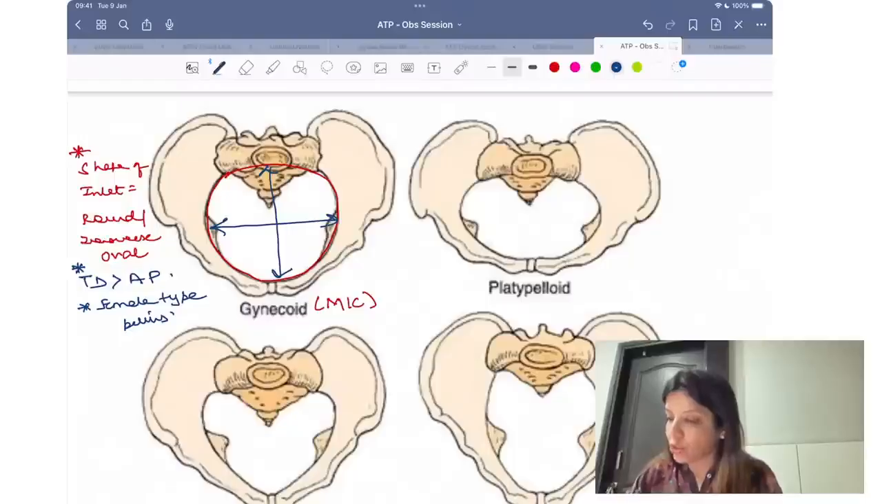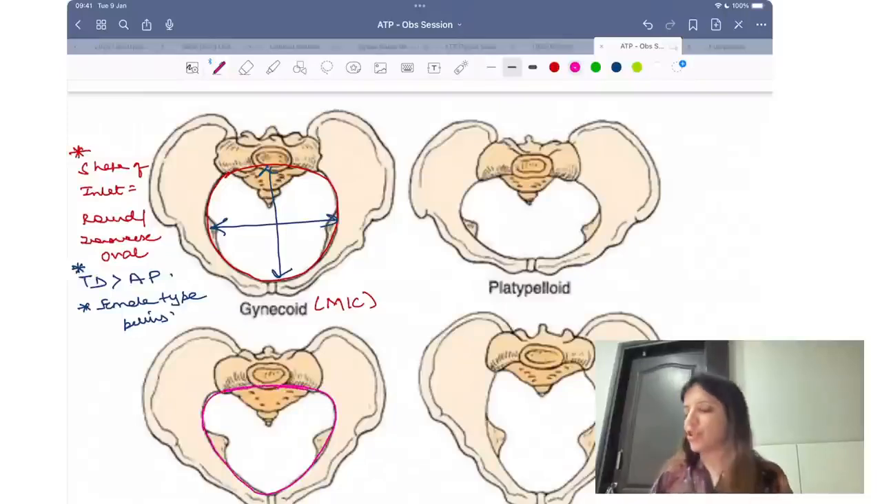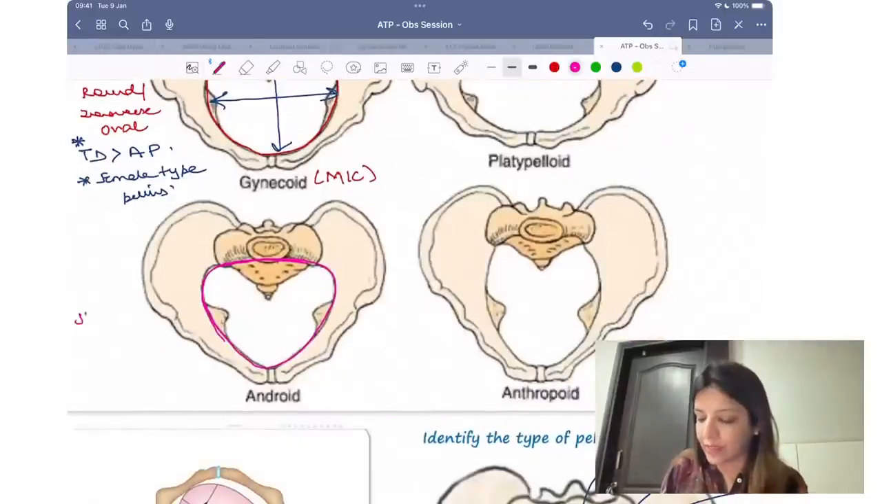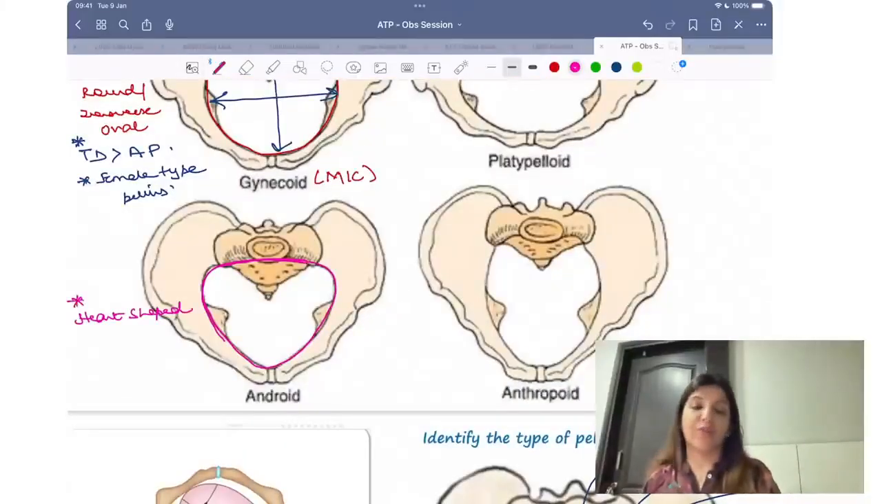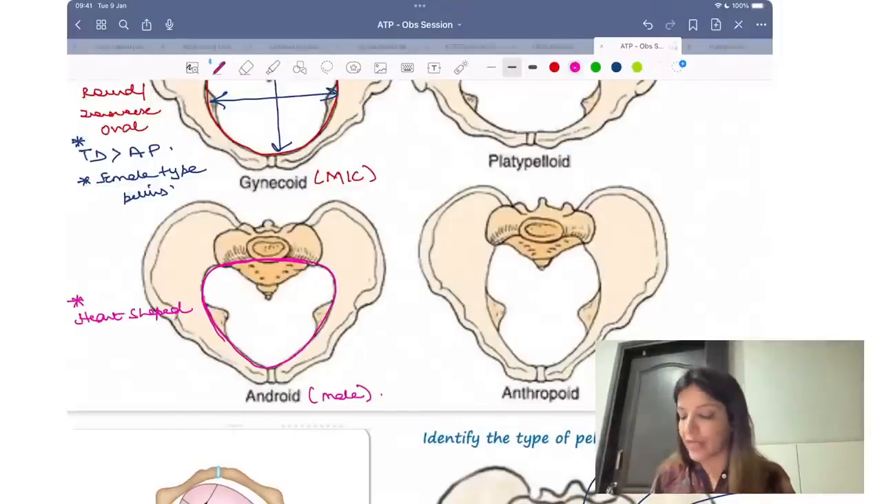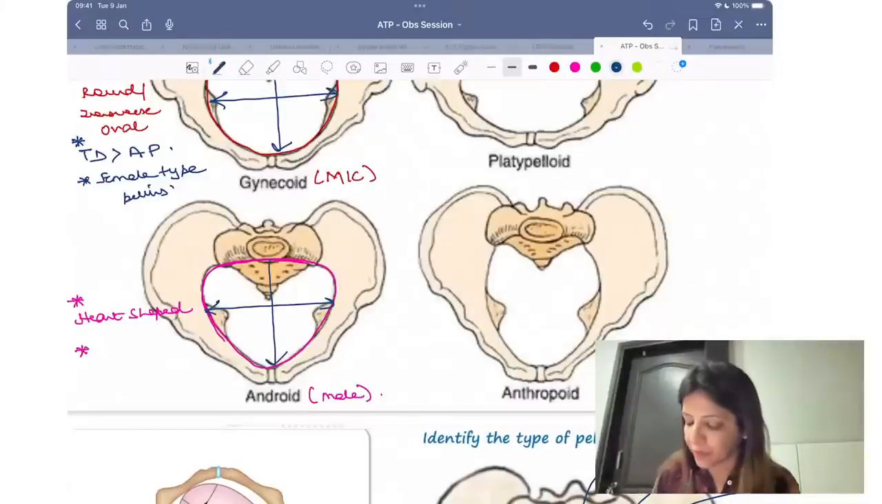Right? Now coming to the next pelvis, where you look at the shape of the inlet. How is the shape of the inlet? The shape of the inlet is heart shaped, and obviously heart shaped inlet किनकी pelvis में मिलेगी? Male की pelvis में. Male pelvis has heart shaped inlet. Another important point about android pelvis is here also beta, the transverse diameter is more than AP diameter.